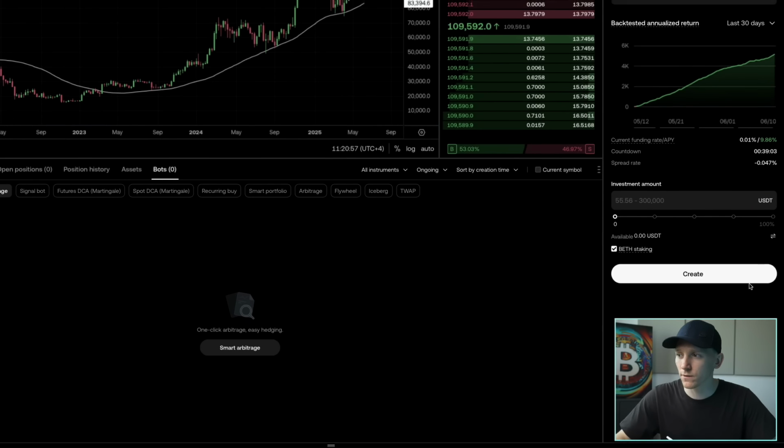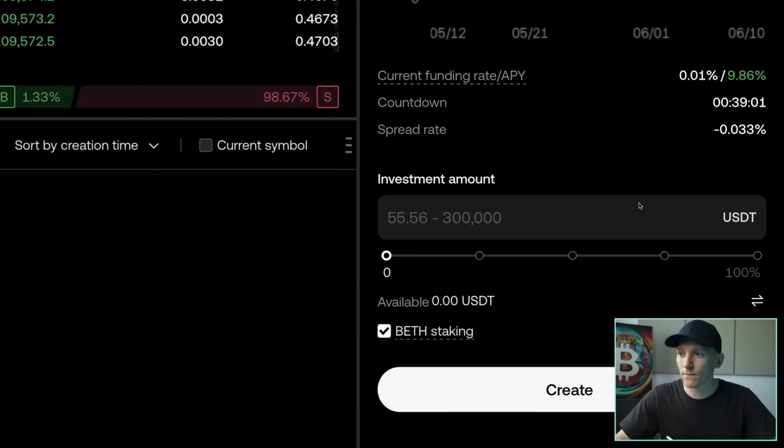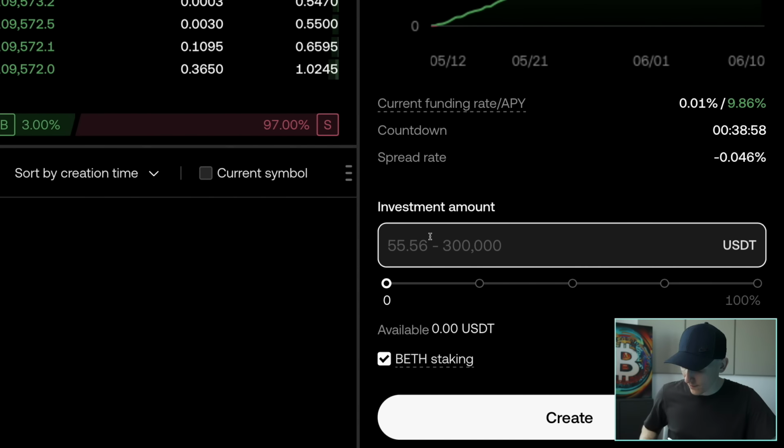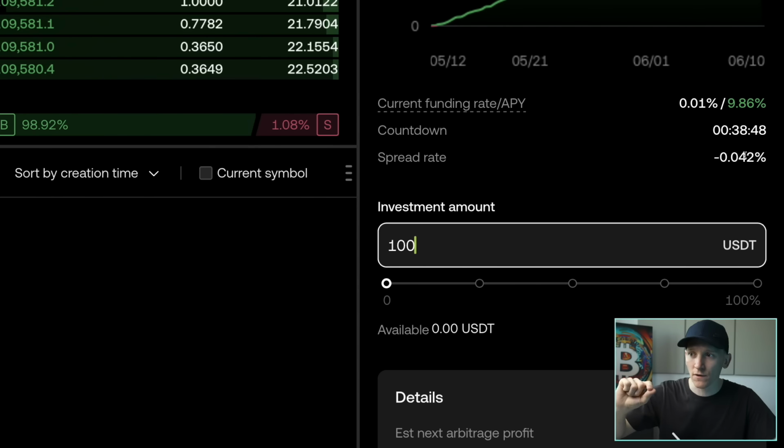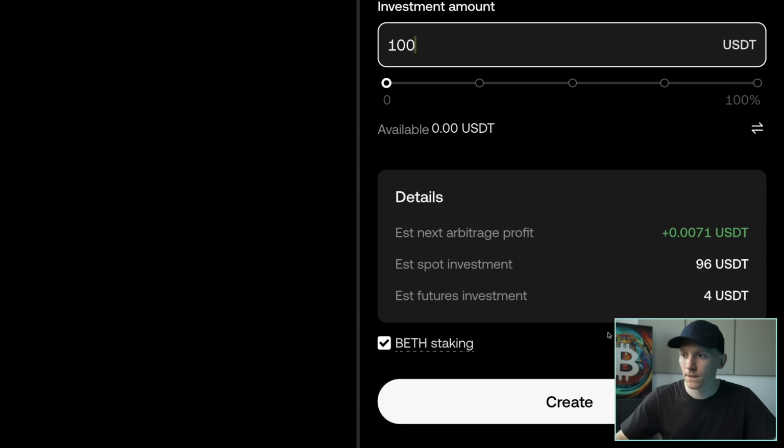And then down here, what you do is just create the bot. Now, what we're doing here is putting an amount in, whatever that may be. We can see the countdown here. The spread rate is this. That's the difference between the spot and the futures, which is a cost when opening the trade. So you'll be in a slight loss in the trade initially when you get in, and then you have to wait for the funding fee to obviously pay that back. And down here, what exactly are we doing? Futures investment, spot investment, as you can see.